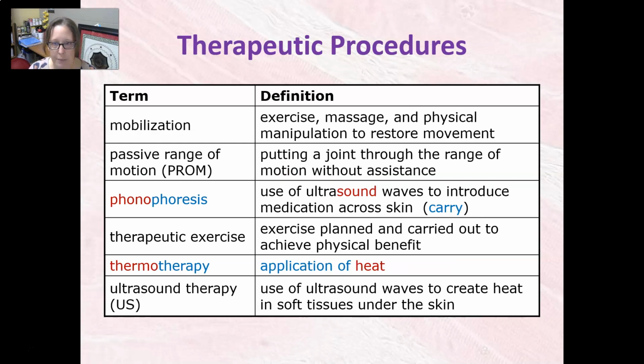Mobilization is exercise, massage, and physical manipulation to restore movement. Passive range of motion is putting a joint through the range of motion without assistance. So this is where the therapist takes the joint and moves it in the range of motion, and the patient doesn't do anything, okay? Which would be then opposite to active range of motion, where the patient is helping move the limb or the joint in the full range of motion.